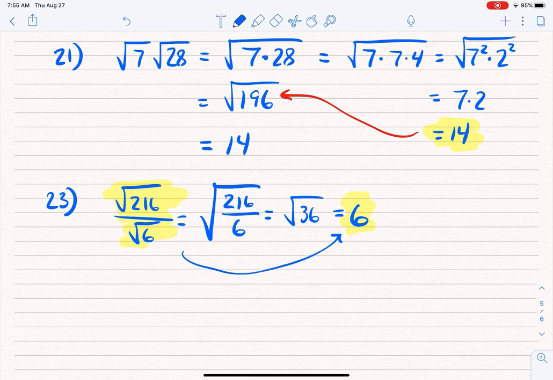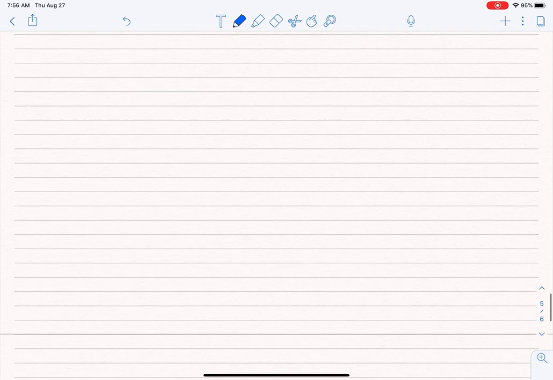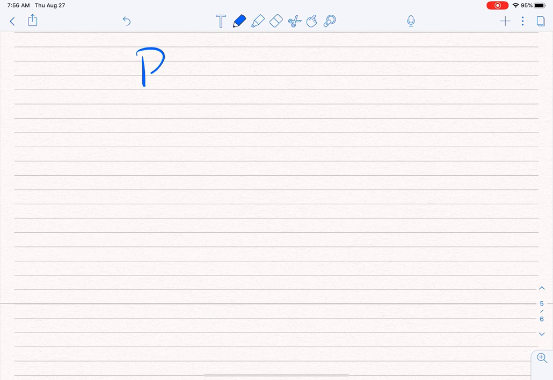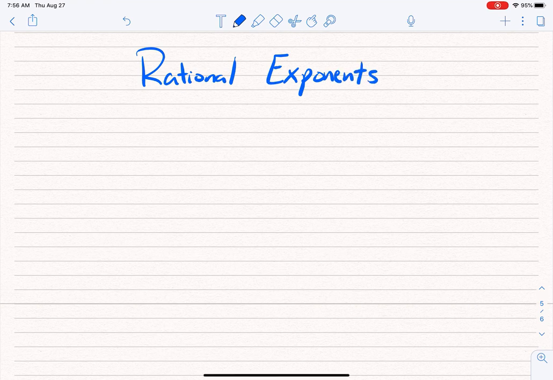All right, now with those done, everybody's kind of taking a quick mental break for a second. What I want to do is take a look at this idea of rational or fractional exponents. We're going to work through a couple examples on those and hopefully make some sense of them. Okay, so this idea of rational exponents is really quite simple, okay?